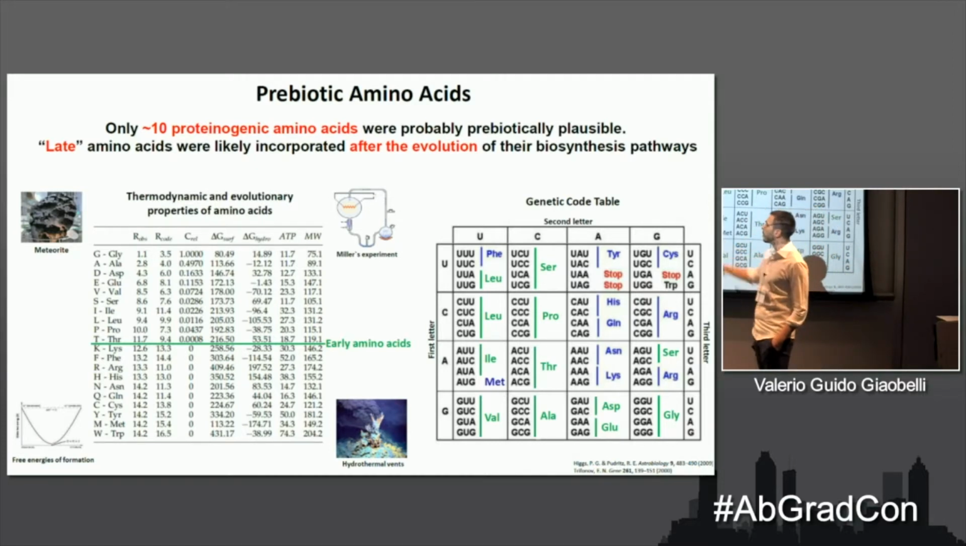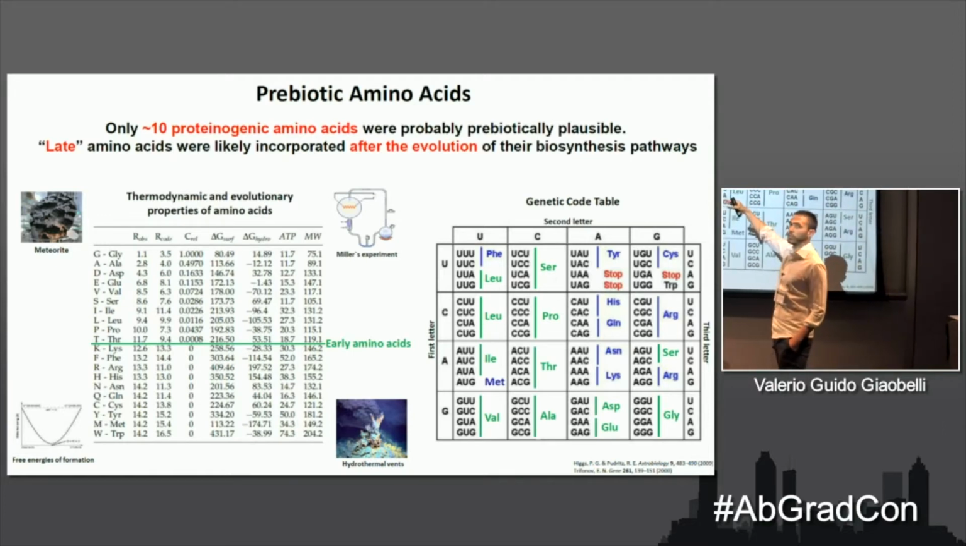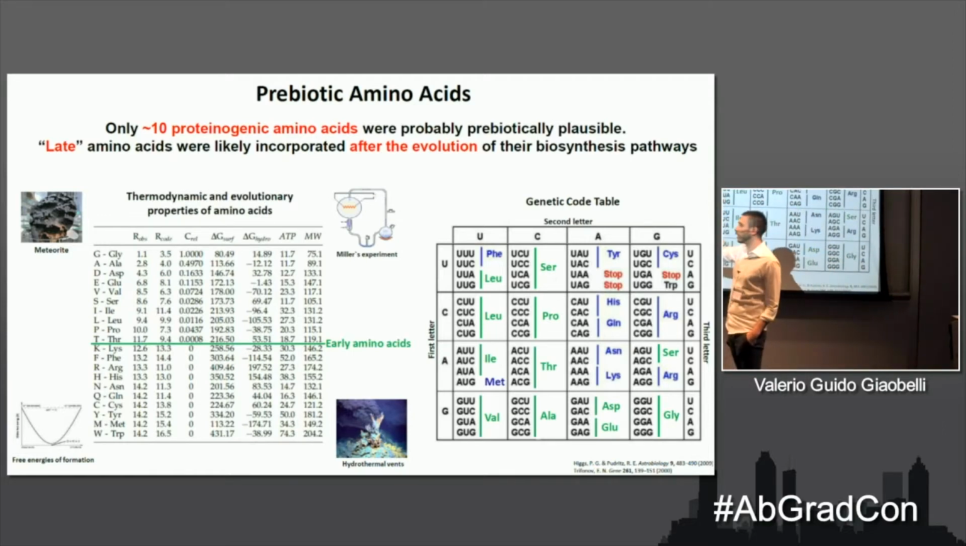And here in the table we can see that we can split the chart into two parts. The first part represents the early amino acids. Instead, the bottom part of the chart is the late amino acids.